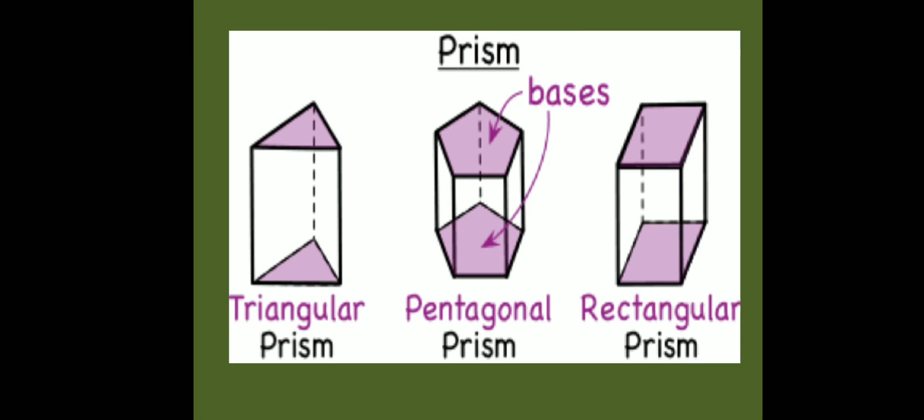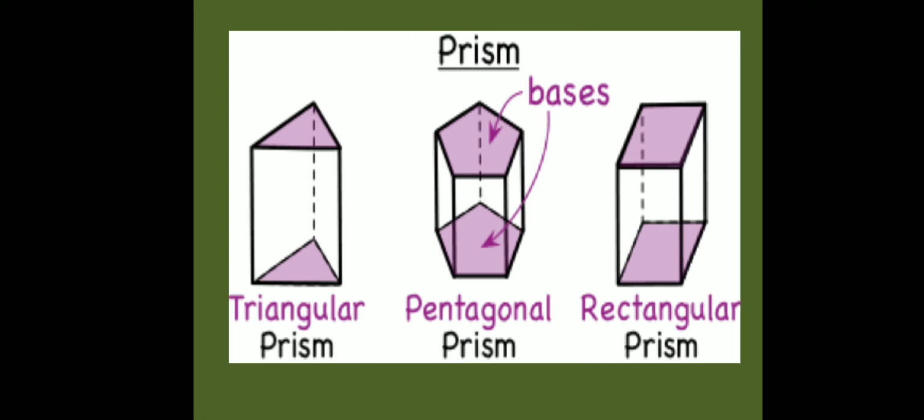How will we name a prism? We will name the prism on the basis of its bases. As you see, this is a triangular prism because its base is a triangle. Top and base are triangles. This is a pentagonal prism because it has a pentagon as its polygonal base and top.